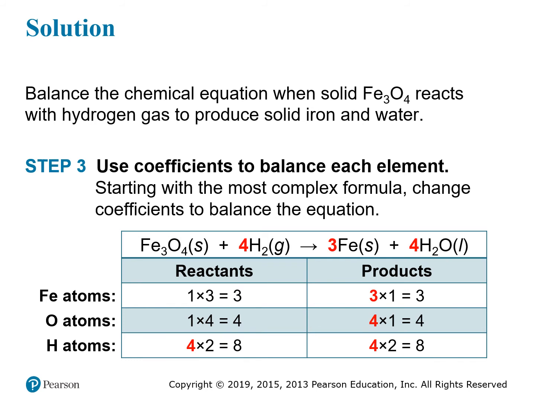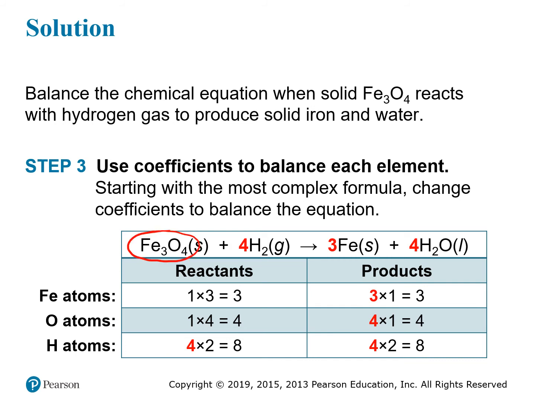So again, we can start with the most complex formula. Now, this is a trick that you can use. Start with the most complex formula and put the coefficients in, like I said. If you can't tell which is the most complex, or there's some question, or you just don't want to do it that way, you can also always just start at the first element and work your way methodically through each row. Okay. For this case, we're going to start with the most complex formula, which is pretty clearly Fe3O4.